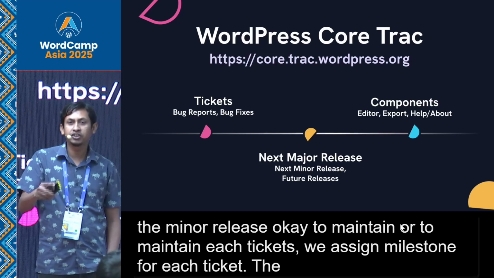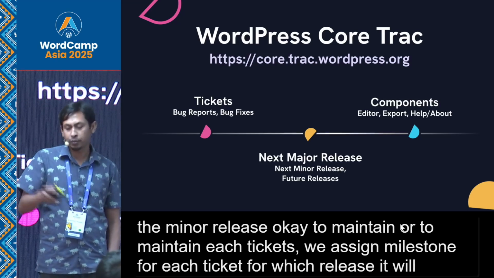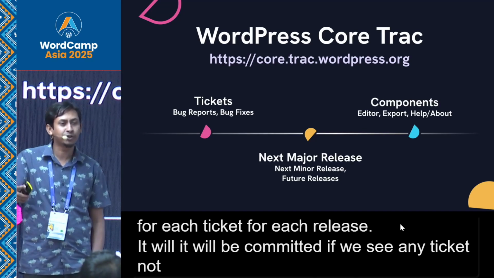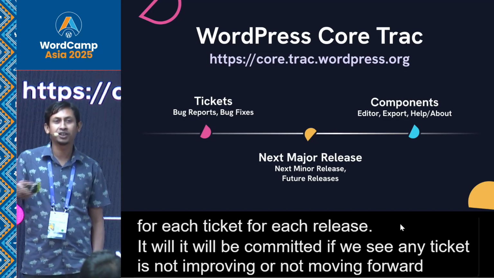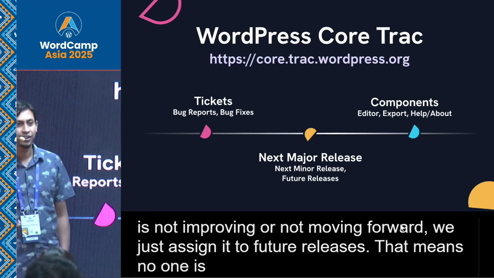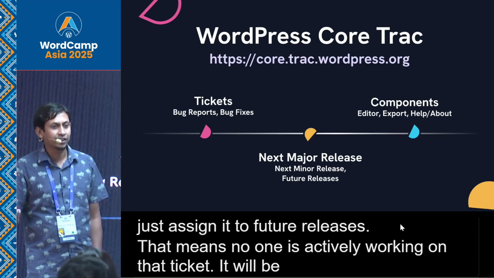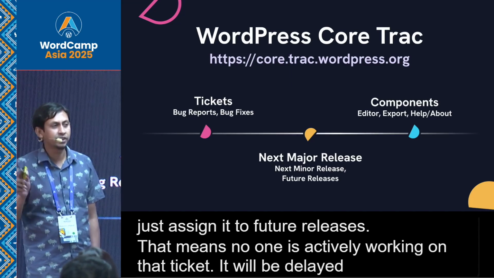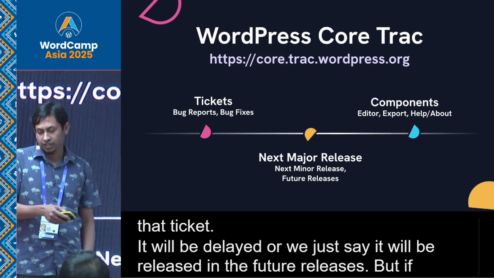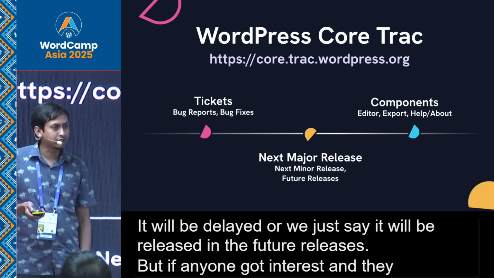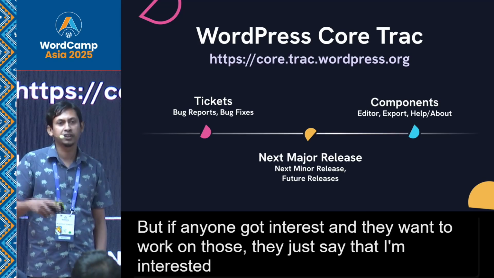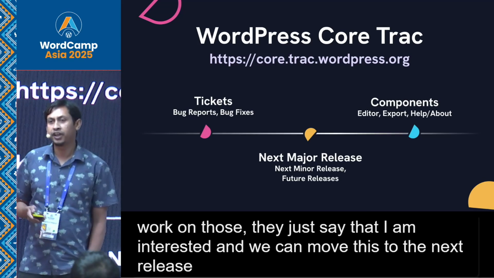The milestone says for which release it will be committed. If we see any ticket is not improving or not moving forward, we just assign it to future releases. That means no one is actively working on that ticket. It will be delayed, or we just say it will be released in the future. But if anyone gets interested and wants to work on it, they just say that they're interested, and we can move it to the next release, like 6.8 is the next release.